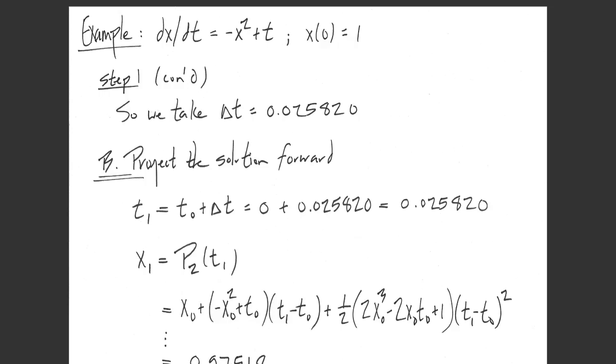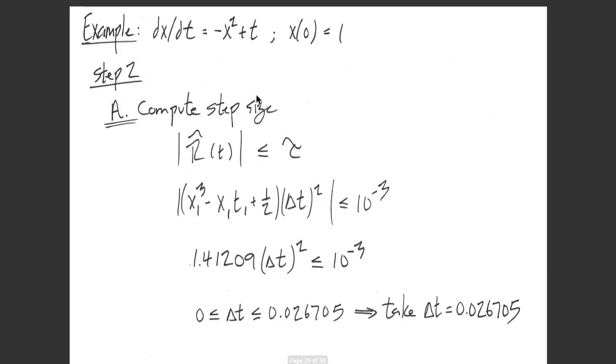So this includes the correction term. So there's our T1, X1 pair for step one, and the process can continue. For step two, we again start by computing the step size. Now in my formula for the estimated error, I use X1 and T1, my most recently computed solution values. Error tolerance is still 10 to the minus third.